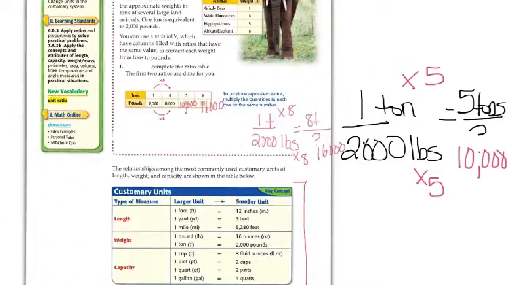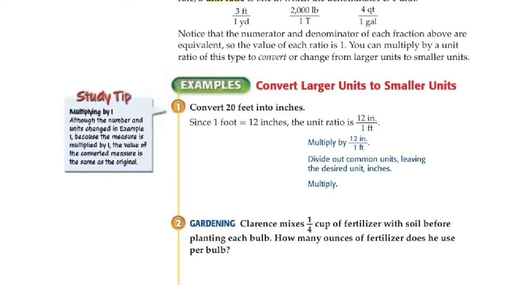Let's go ahead and go to page 2. Each of the relationships above can be written as a unit ratio. Like a unit rate, a unit ratio is one in which the denominator is 1 unit. So for example, we know that 3 feet is 1 yard, 2,000 pounds is 1 ton, 4 quarts is 1 gallon. Notice that the numerator and denominator of each fraction above are equivalent, so the value of each ratio is 1. You can multiply by a unit ratio of this type to convert or change from larger units to smaller units. So let's kind of look and see how this would work.